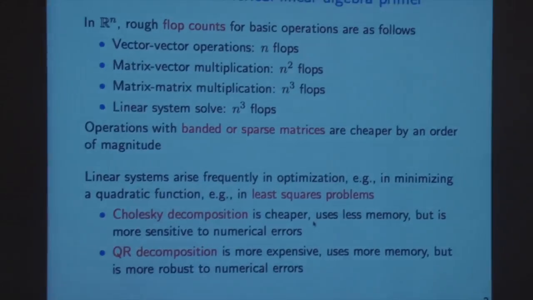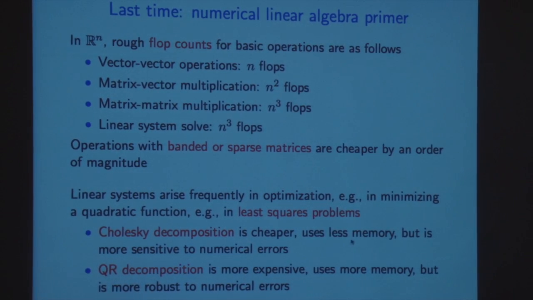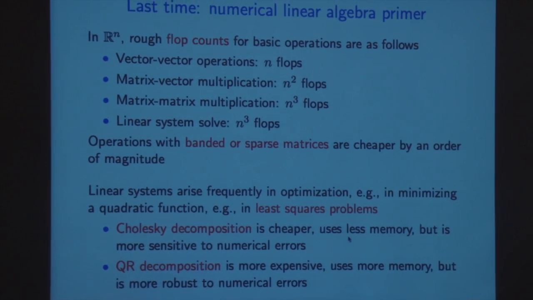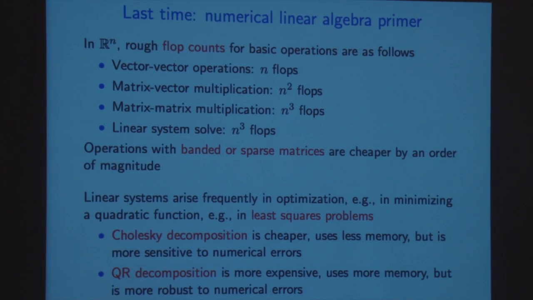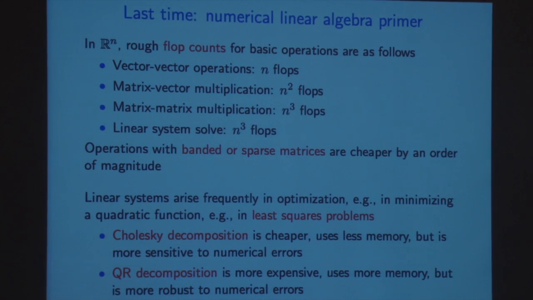So what are the trade-offs here? Cholesky decomposition ends up being cheaper and uses less memory. Both of these are true by nearly a factor of 2, so it's nearly twice as fast and uses half as much memory. But it's more sensitive to numerical errors. We didn't talk about why that's true, but go back to the notes if you want to see precisely why. It's because it's forming X transpose X, whose condition number is the square of that of X. The QR decomposition is more expensive and uses more memory, but on the other hand, it's more robust to numerical errors. So it depends on your application.